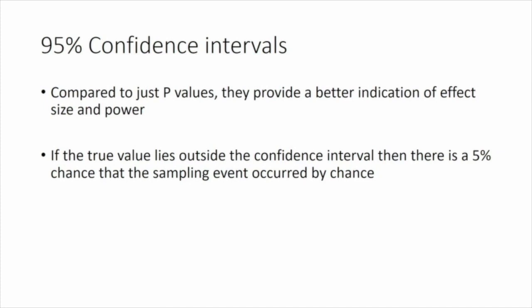The 95% confidence interval is a little bit difficult to get your head around, and I'll come back to it, but it basically means if the true value lies outside the interval, there's a 5% chance the sampling error occurred by chance. That's not quite right, and Tim will probably thump me in a minute, but it sort of means something roughly like that.